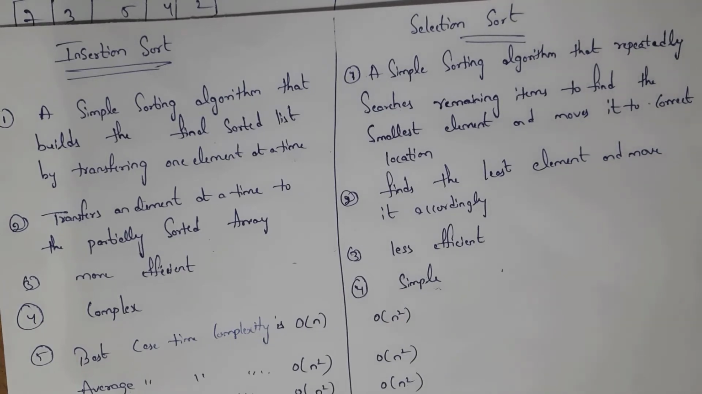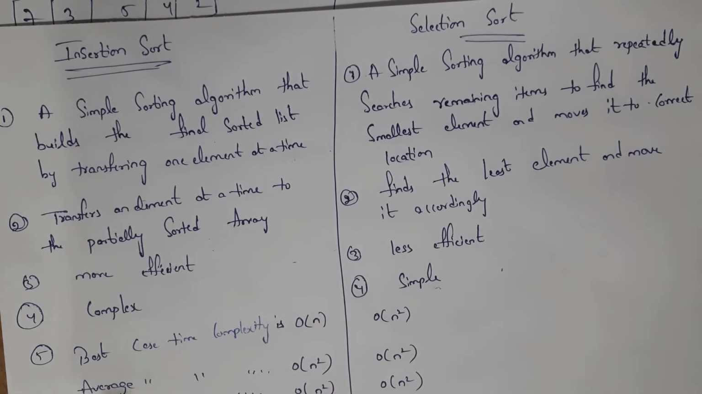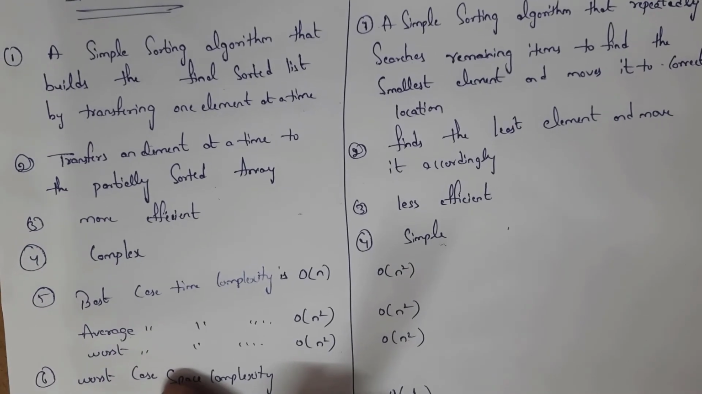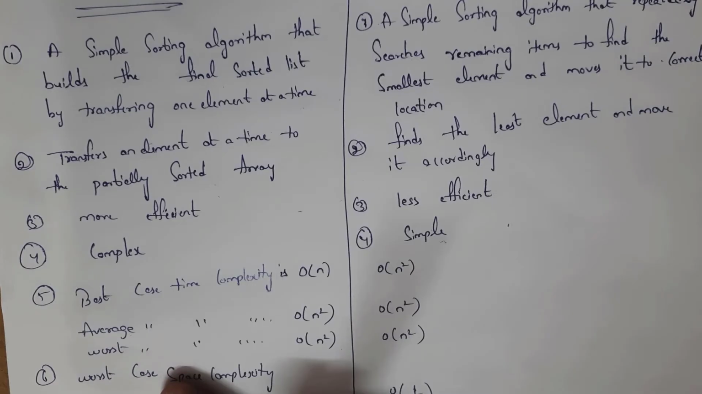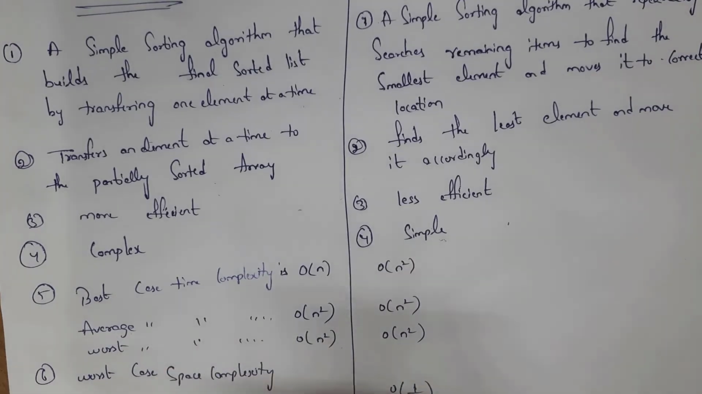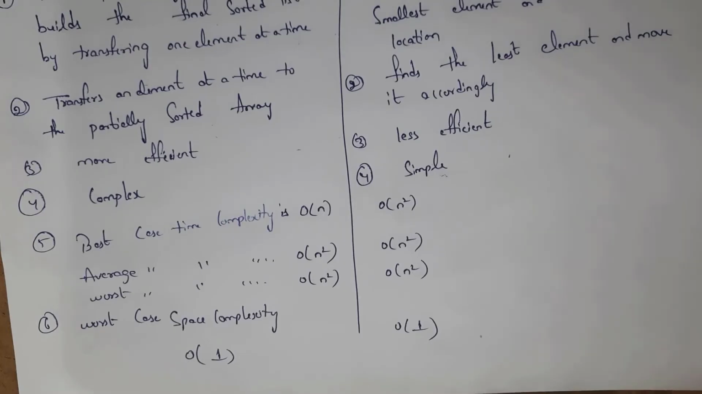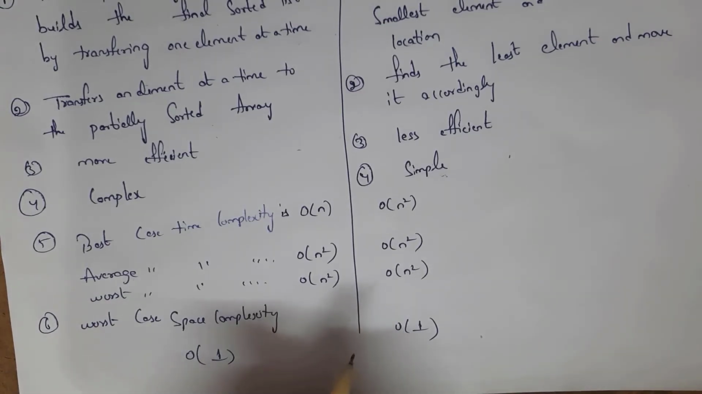Best case time complexity of insertion sort is big O of n, and average and worst case time complexity of insertion sort is big O of n square. Whereas best case, average case and worst case time complexity of selection sort is big O of n square. Worst case space complexity of insertion sort is big O of 1, and whereas worst case space complexity of selection sort is big O of 1.